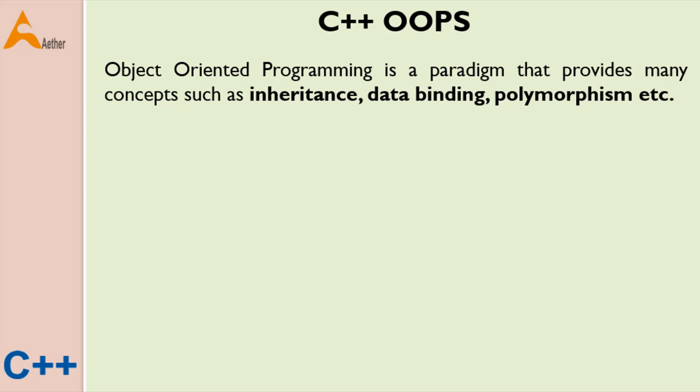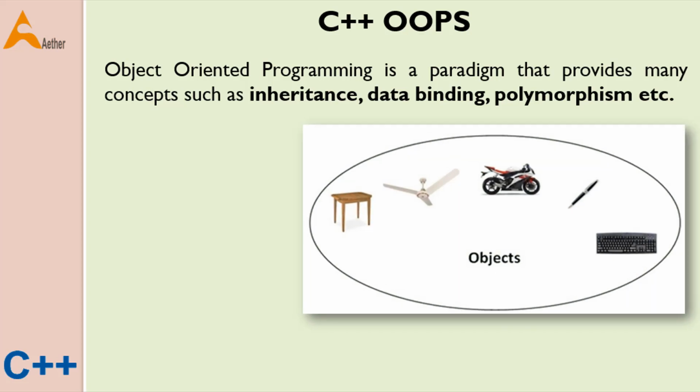Object means a real-world entity such as pen, chair, table, etc. Object-oriented programming is a methodology or paradigm to design a program using classes and objects. It simplifies software development and maintenance by providing some concepts.